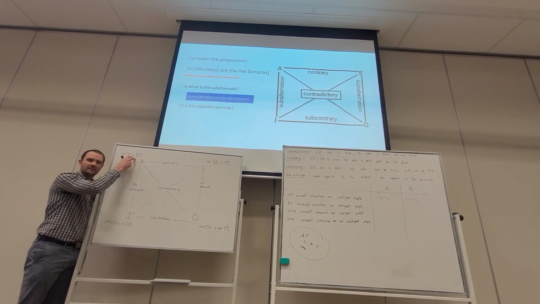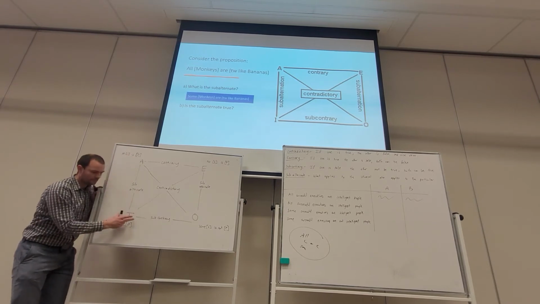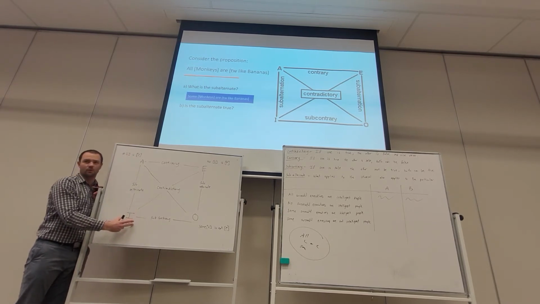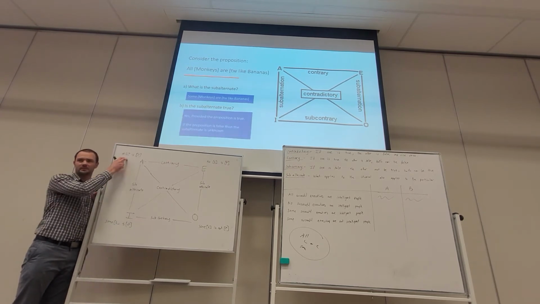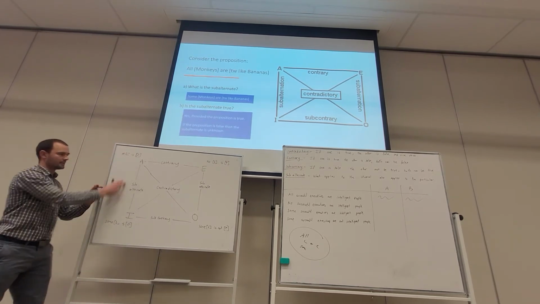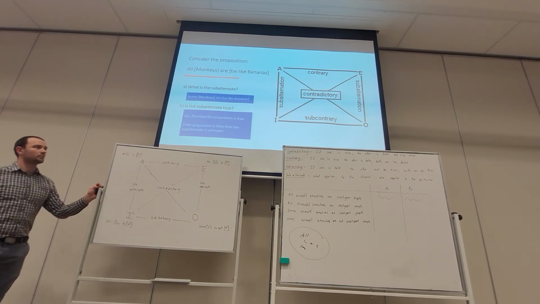If A is false, then we don't have enough information to declare whether this is true or not. So truth flows, but falsity does not. Falsity doesn't flow. We don't know. Okay, so truth will flow down, falsity will not.